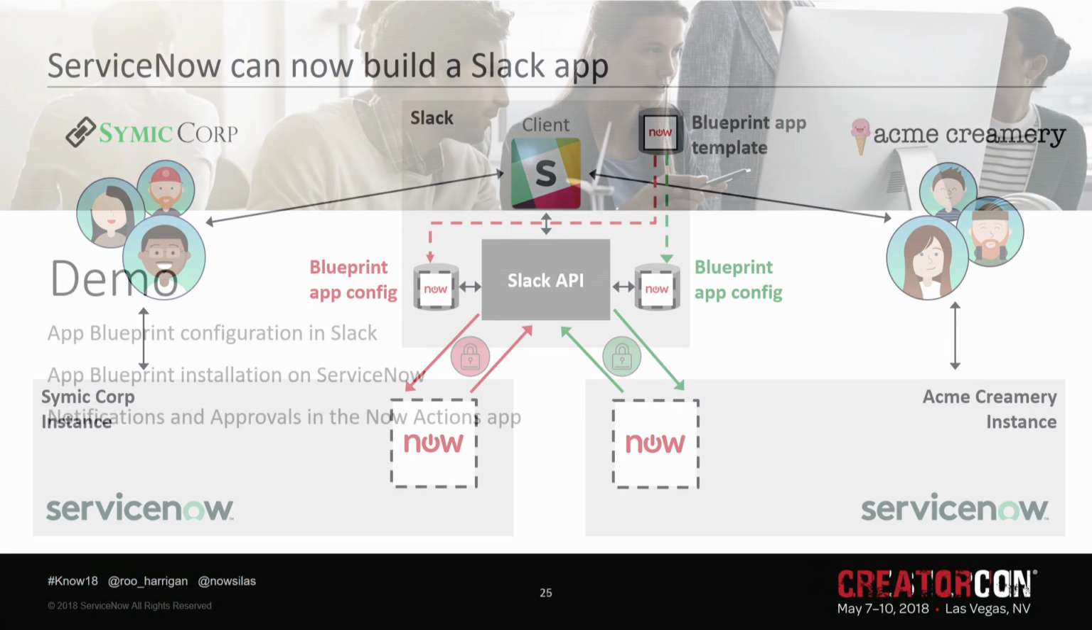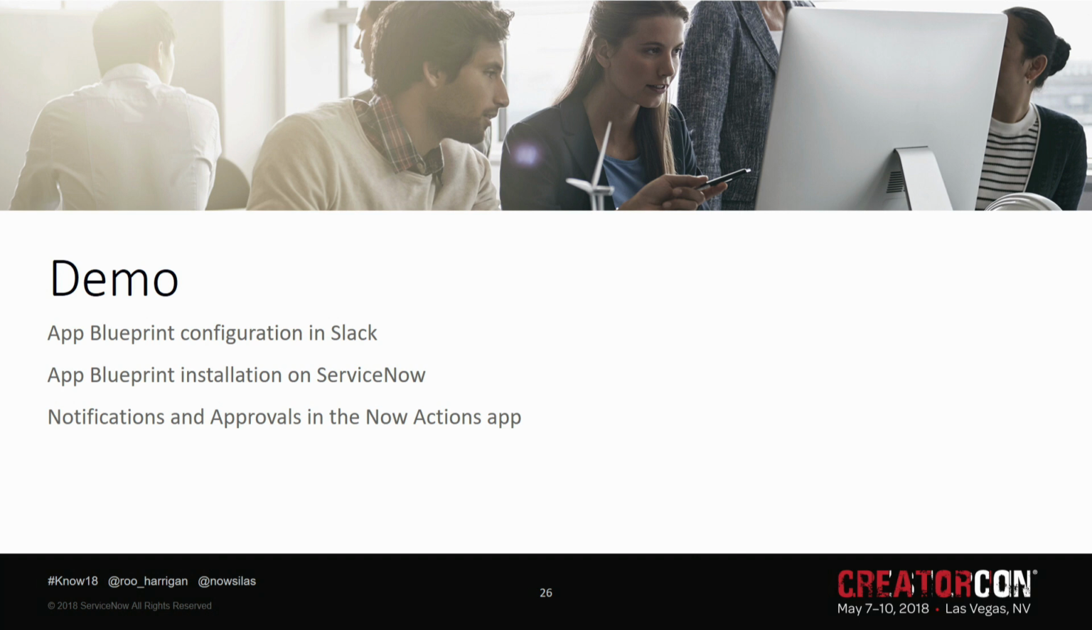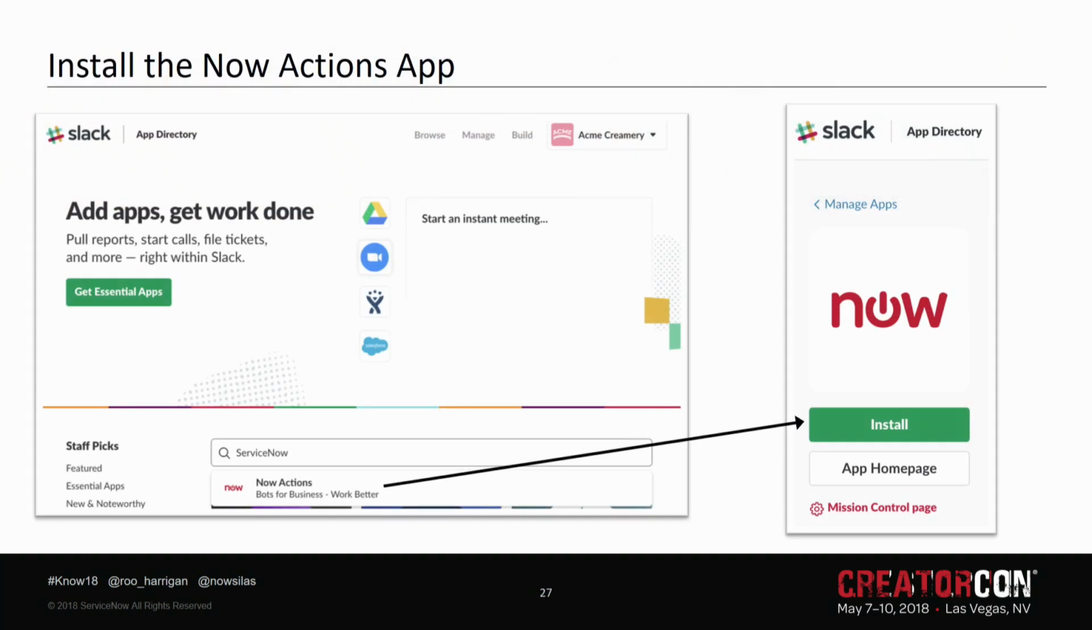So at this point, we're going to do a demo. We want to show what the blueprint configuration looks like on the Slack side, and the experience that an admin would go through for installing that on ServiceNow. We want to go through the admin experience of setting up a notification into a channel and the approval flow using the Now Actions app. So I'm going to drive here, and Roo is going to walk me through this.